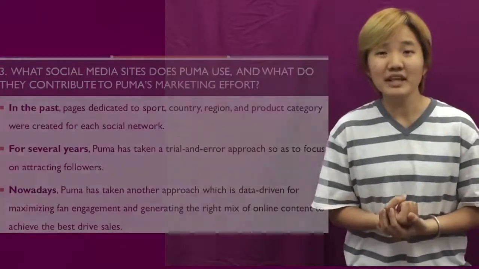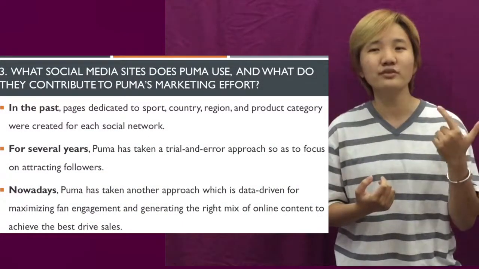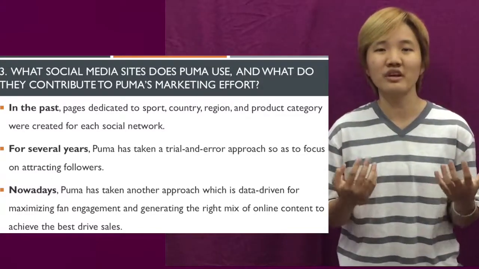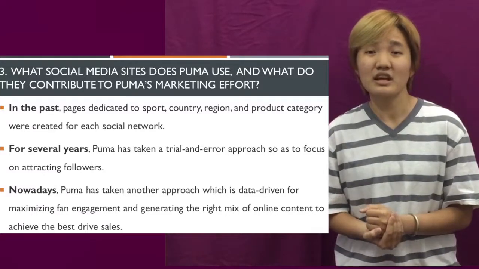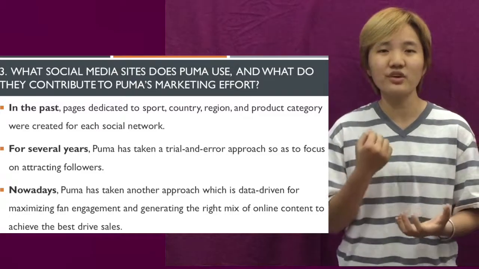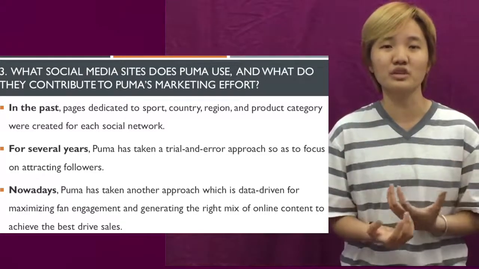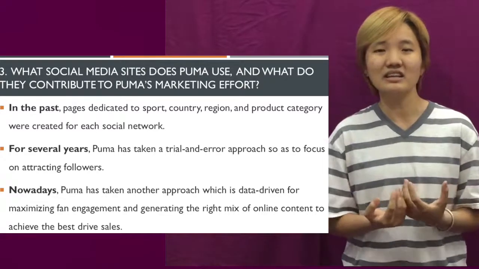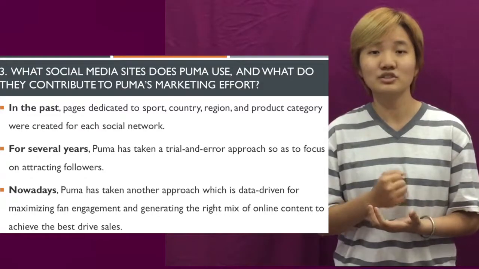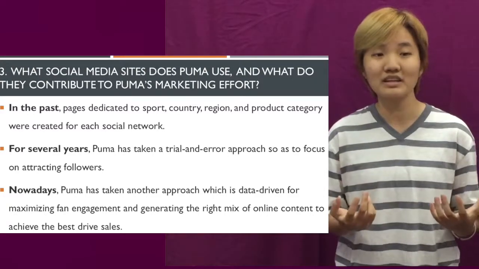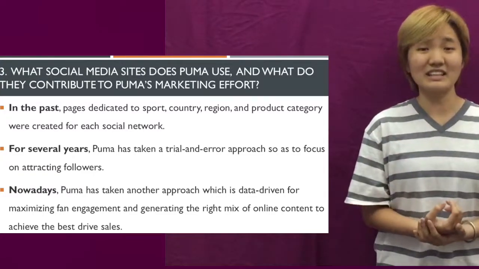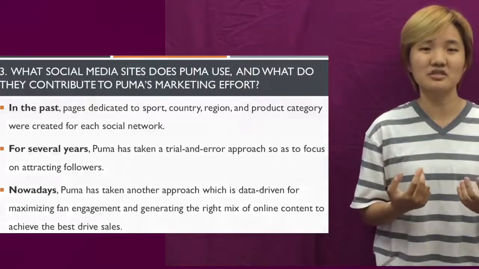In the past, pages dedicated to sport, country, region, and product category were created for each social network. For several years, Puma has taken a trial and error approach so as to focus on attracting followers. And nowadays, Puma has taken another approach, which is data-driven, to maximize customers' engagement and generate the right mix of online content to best drive sales.